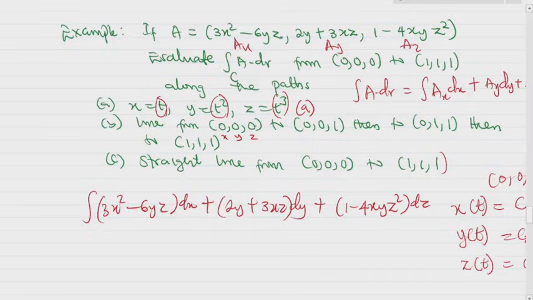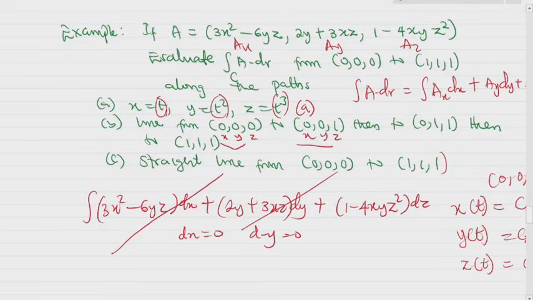Now, since your x, y are not changing here, they are the same. That means your change in x is 0. Change in y is also 0. So that means this term will go. This term will also go. You are left to integrate just this part, 1 minus 4xyz squared dz. Then dz, right? So how does z change? It changes from 0 to 1.